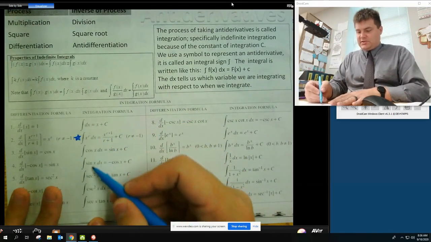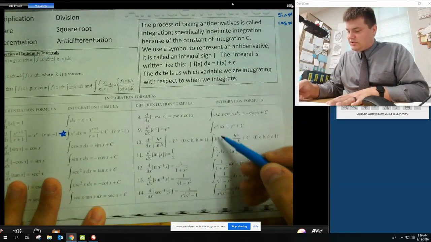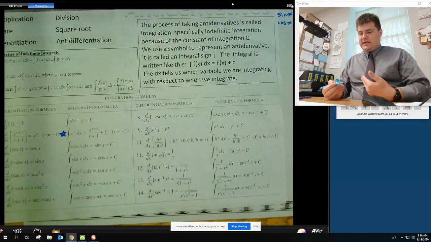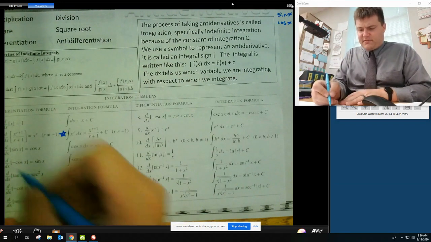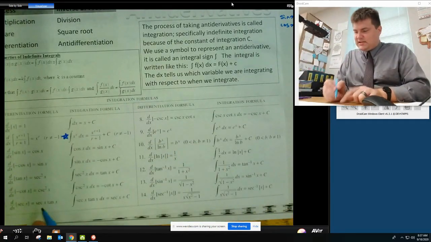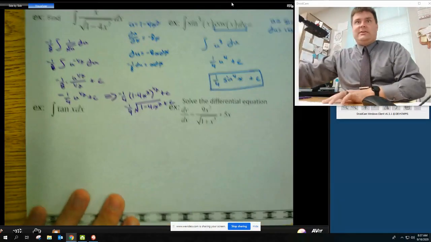Tangent, tangent, tangent. It's not there. It's not a rule. Which makes sense because when I take the derivative of any of my functions here, I've never just ended up with just a tangent. I've ended up with a secant tangent, but not just plain old tangent. So gotta do some work here.